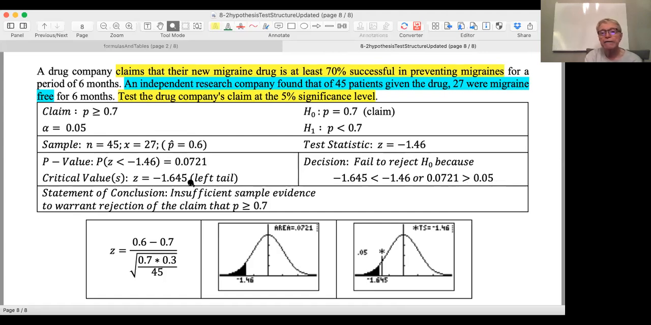And a left-tailed critical value is negative 1.645. We plot that, we plot the test statistic, and we would fail to reject because the test statistic is not unlikely. It's not in a rejection region. We would say that negative 1.645 is less than negative 1.46. The critical value is less than the test statistic value on the left.